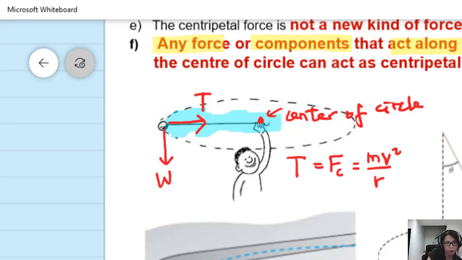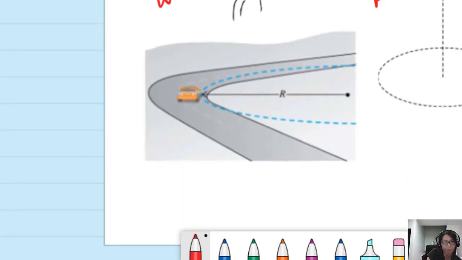We might consider this one. For example, we have a car going round a horizontal curve, a sharp circular bend like this. This is the center of the circle.